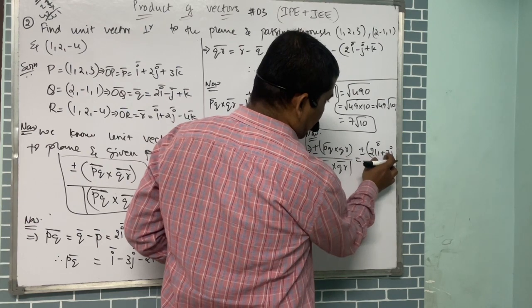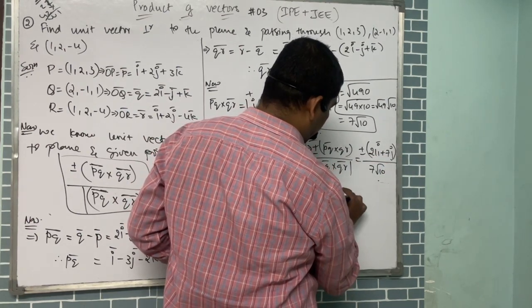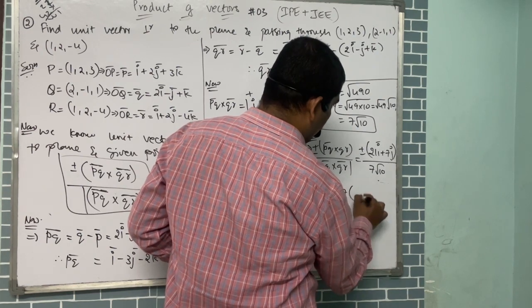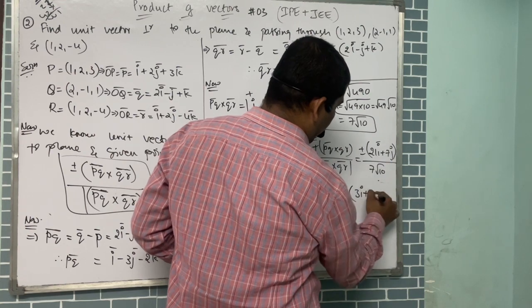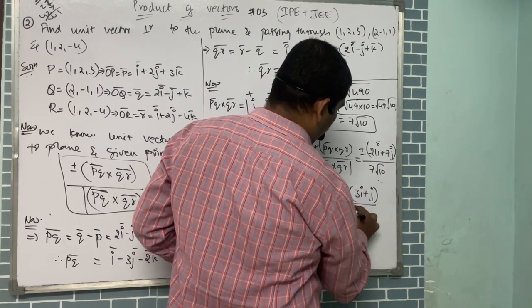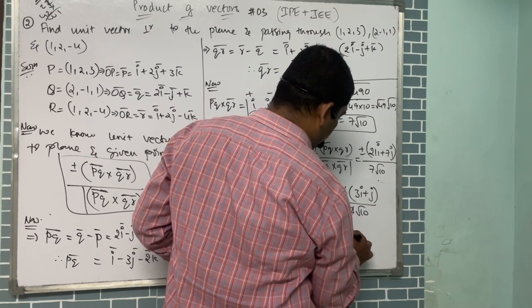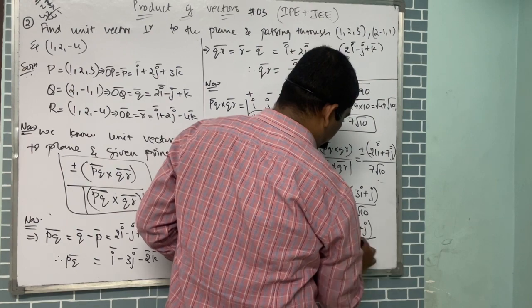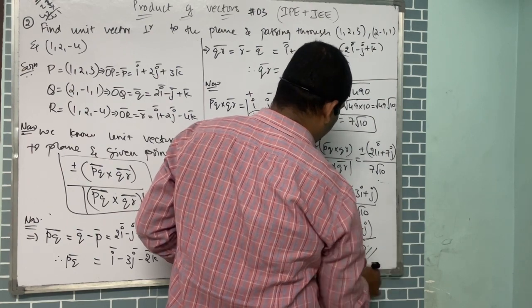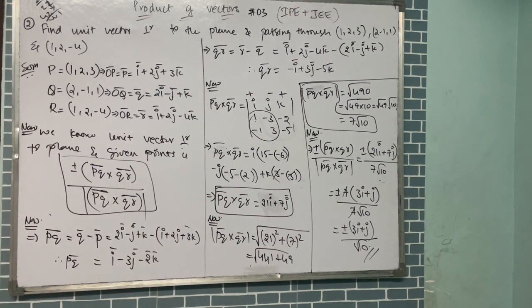See, 21 and 7. 7 is common. So 7 I am taking outside. From 21, 7 came out. 3 I left out. 7 came out. J left out. By 7 root 10. 7 cancels. So final answer is 3I plus J by root 10, plus or minus 3I plus J by root 10. So this is the unit vector perpendicular to the plane and that points.